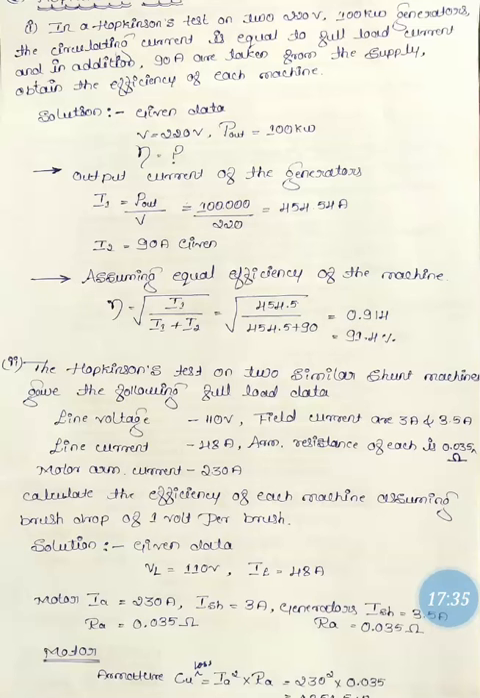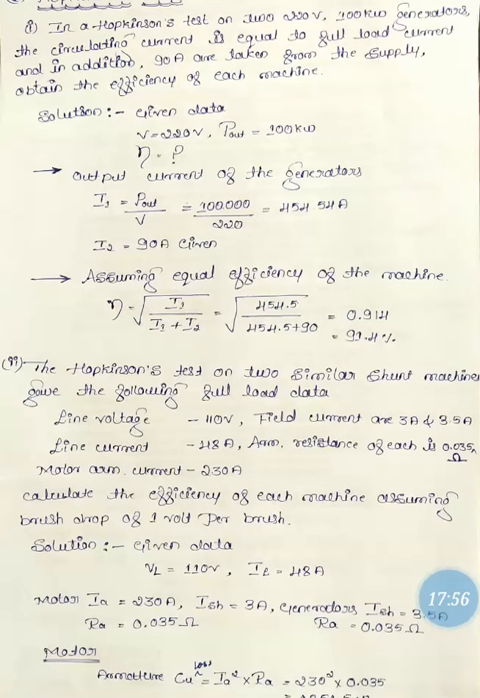So let us consider an example of Hopkinson test. In a Hopkinson test on 220 volt 100 kilowatt generators, the circulating current is equal to full load current, and in addition 90 ampere are taken from the supply. Obtain the efficiency of each machine.